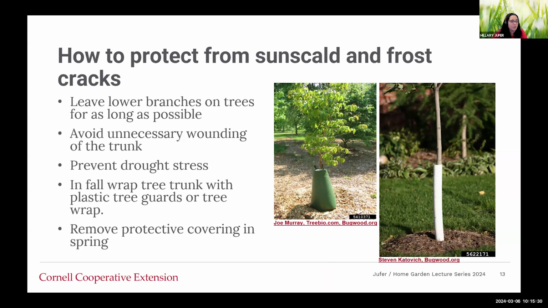In the fall, you're going to want to wrap the tree trunk with a plastic tree guard, and it will help to prevent the sun from being directly on it. You don't want it to be tight to the tree because you don't want it to girdle. And you definitely want to remove it in the spring so that you don't have any problems.